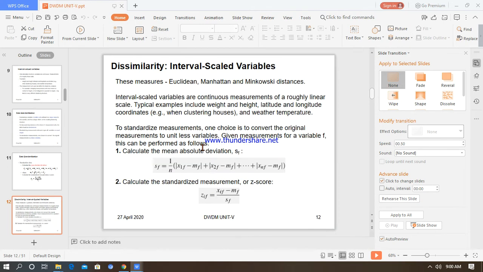For doing this data standardization, we have two methods. One is calculating the mean absolute deviation, and second one is calculating the standardized measurement. This is a two-step process. First one is by using this s_f equal to 1 by n times the sum of |x_1f minus m_f| and so on, where m_f is nothing but 1 by n of x_1f plus x_2f up to x_nf.